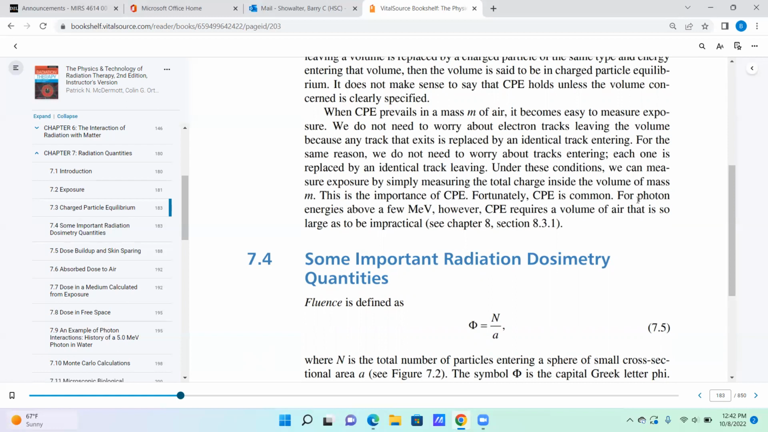This is fairly common. For photon energies above a few MeV, however, it requires a volume of air so large that you just can't do it. That's why they put a limit of 3 MeV. We'll start up here with 7.4 in the next video.